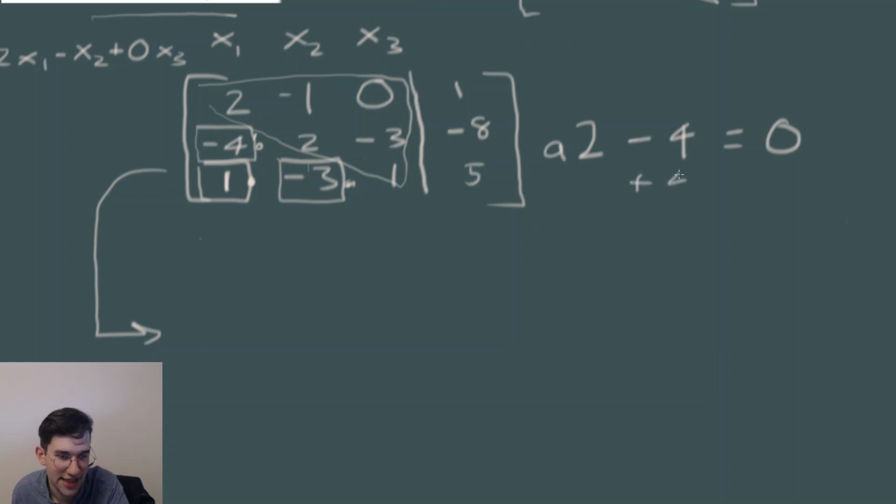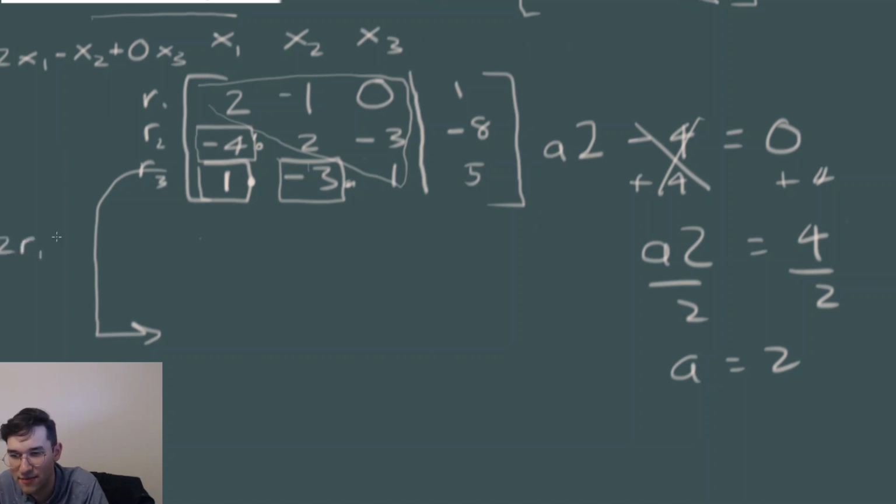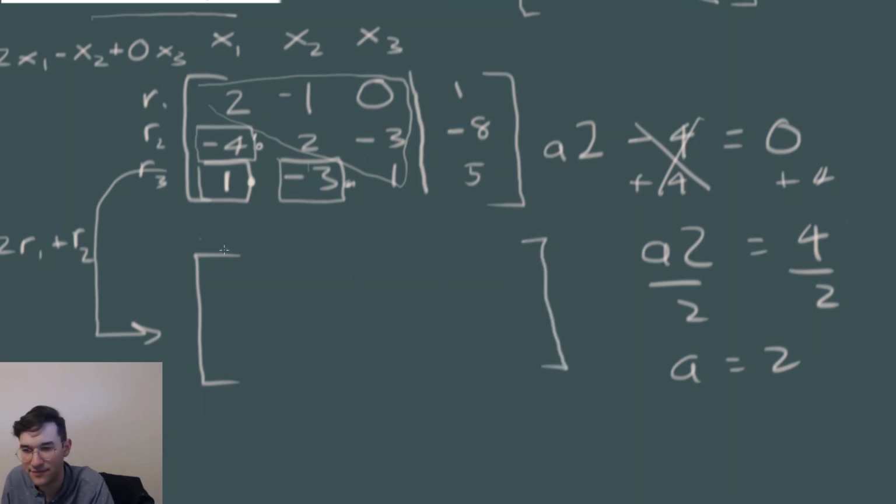With fractions and stuff like that, sometimes it can get really tricky. So add 4 to both sides. That's going to get rid of that. And then we're going to divide both sides by 2. So a equals 2. That is what we need to use. This is our row 1, this is our row 2, this is our row 3. We're going to do 2 times row 1 plus row 2 for our linear combination. That's what this a was.